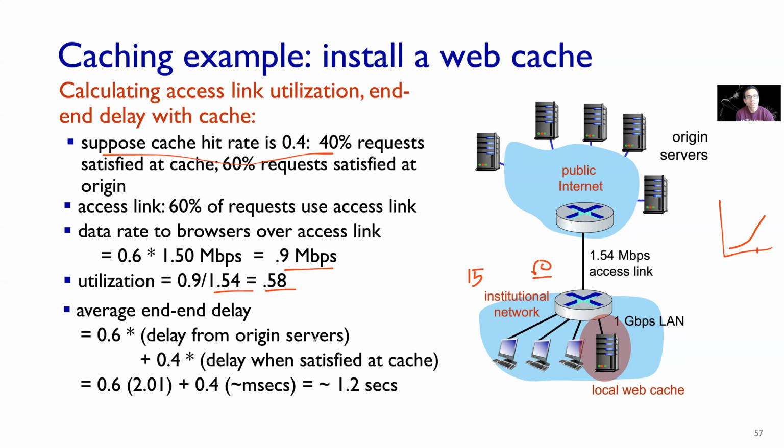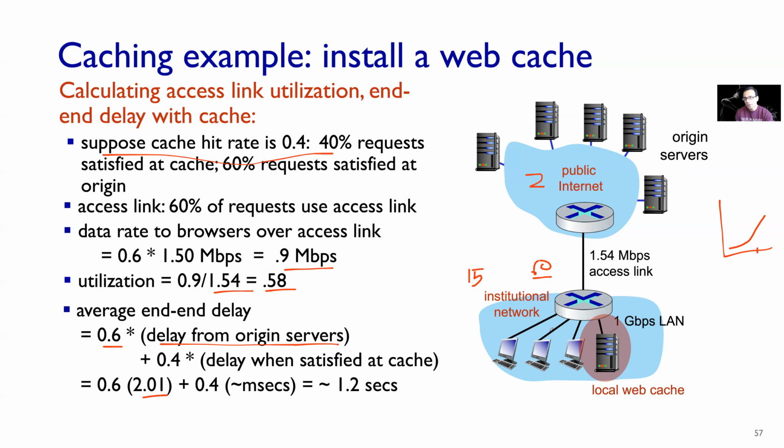But remember, this only applies to 60% of the requests. The other 40% of the requests are actually serviced locally, right? So for the total average end-to-end delay, 60% of the objects have to be fetched from the origin servers. So in that case, the delay is 2 seconds plus some minor delay here, plus some minor delay here. So what we have done is we've abstracted that to be just 2.01. So just a little more than 2, in other words.